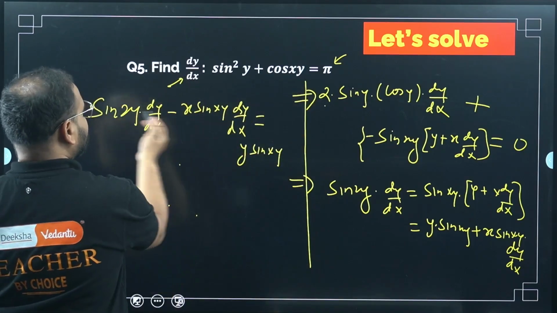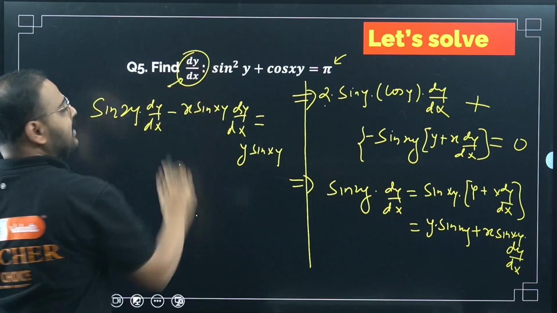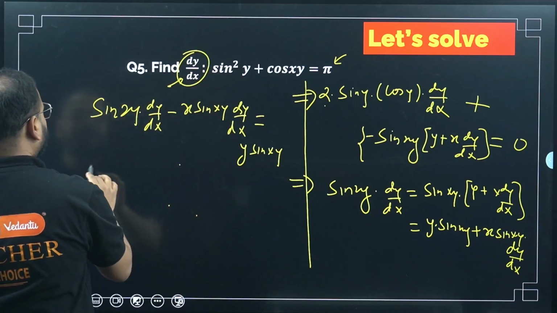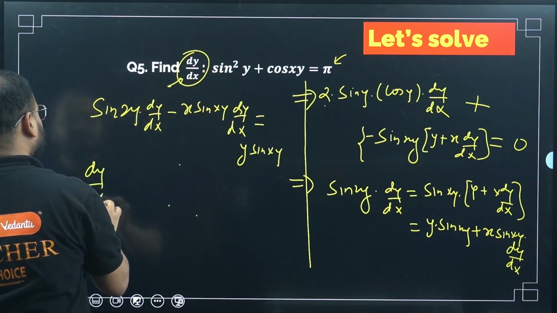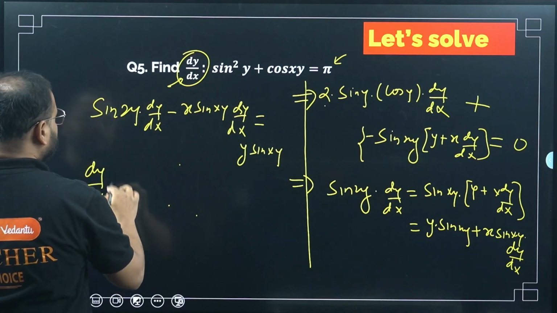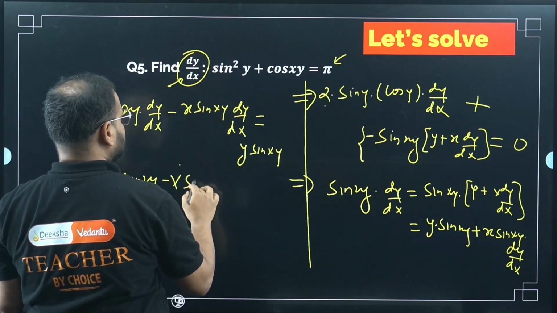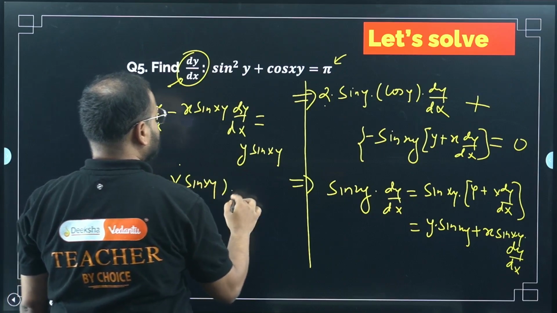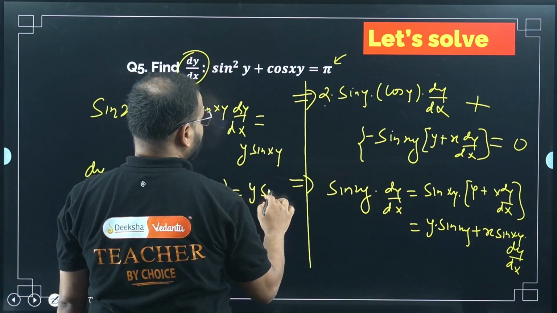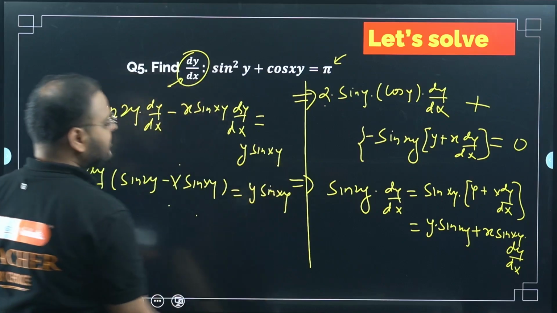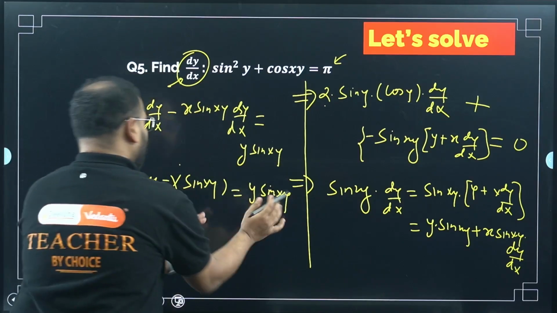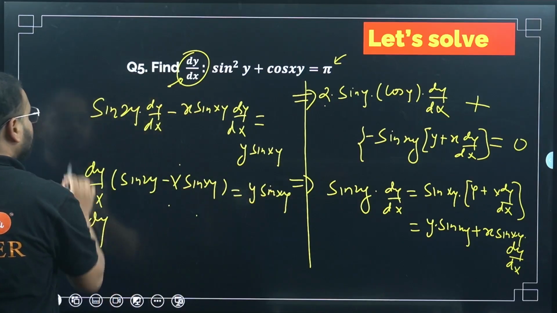Okay sir. Let's take the dy by dx common here, because we are looking to find what? Dy by dx. So if I do that, what I'm gonna get? Dy by dx times sine 2y minus x sine xy, and the RHS is y sine xy. So bring this thing over here. I get what? This is my step, okay?